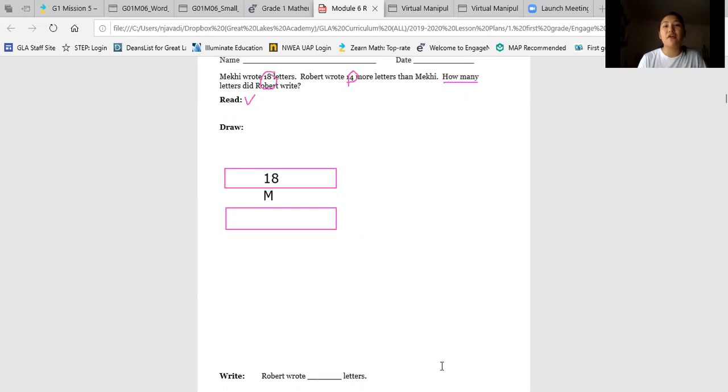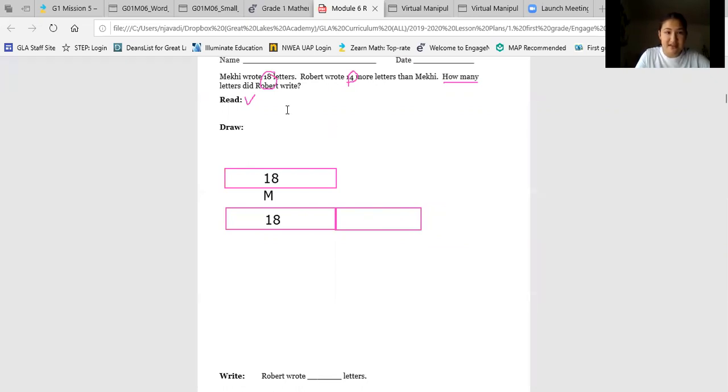Now we know that Robert wrote 14 more letters than Mackay. So should I also label this 14 more? No, that doesn't even make sense. So we are going to label this 18 because we know Robert wrote 14 more than Mackay. So we got to start out with the same number. Then we're going to draw an extra piece on Robert's double tape diagram to show the 14 more.